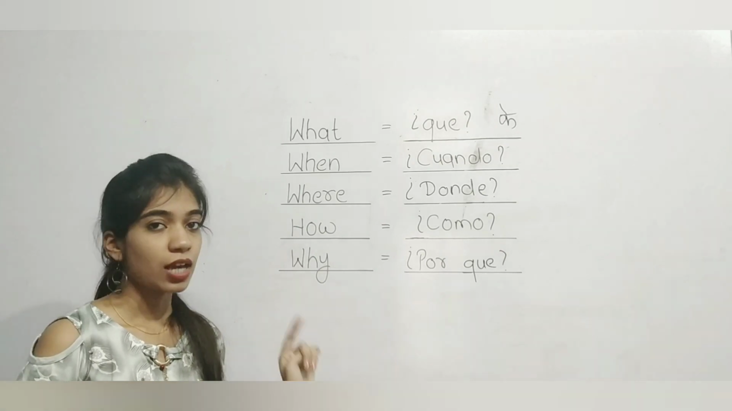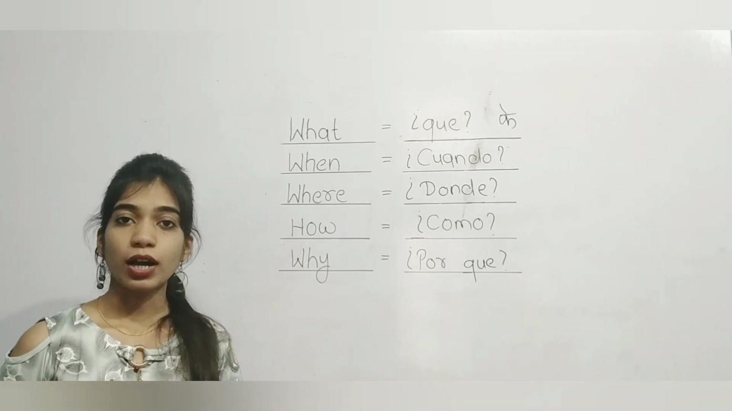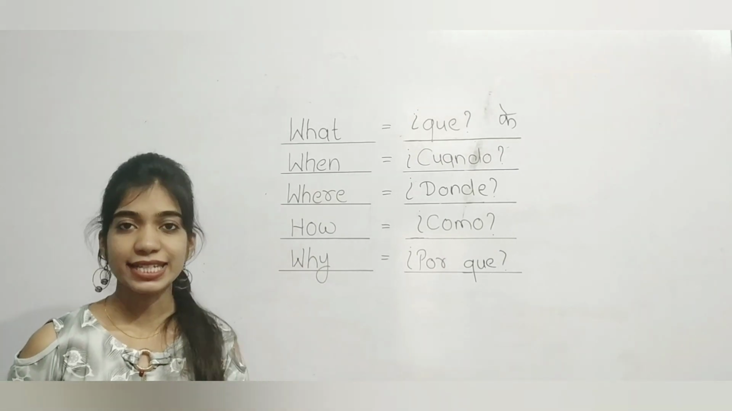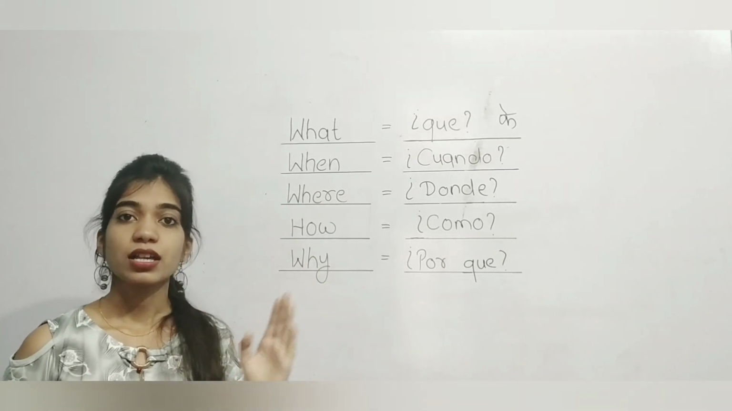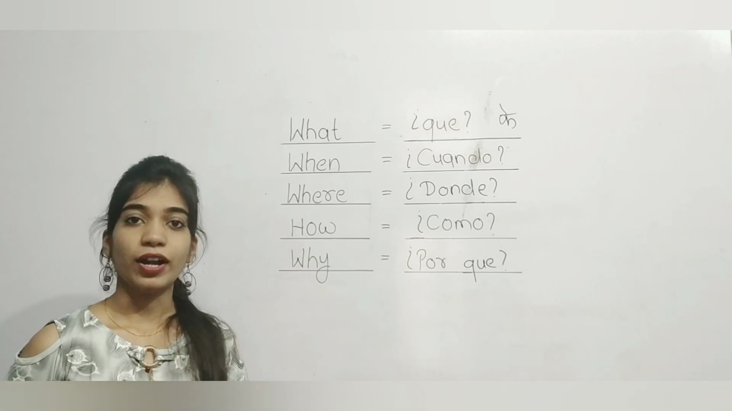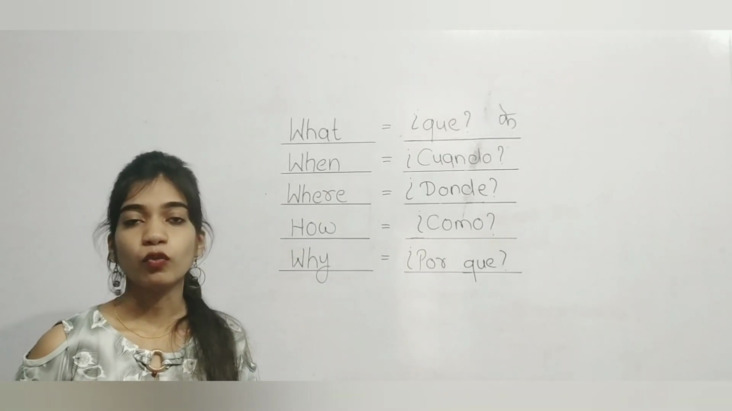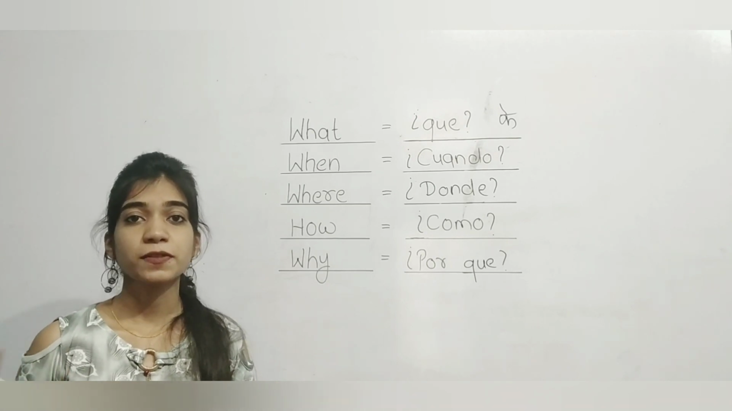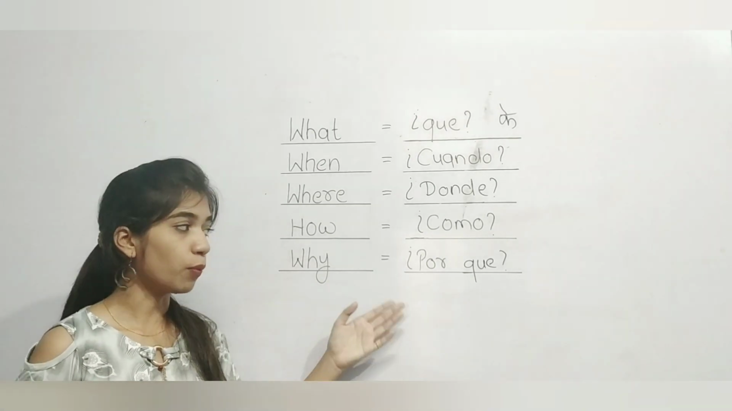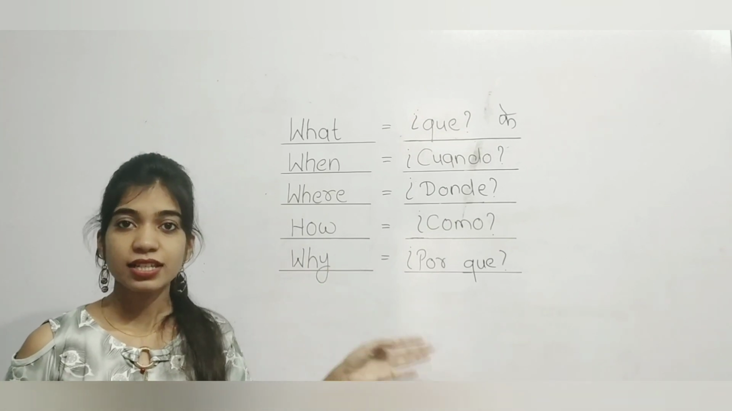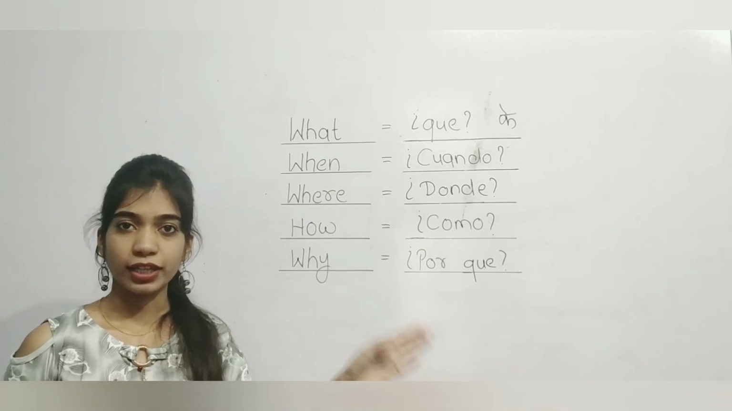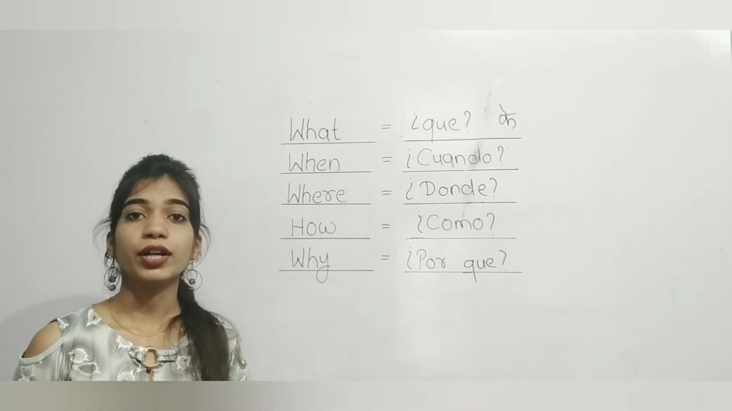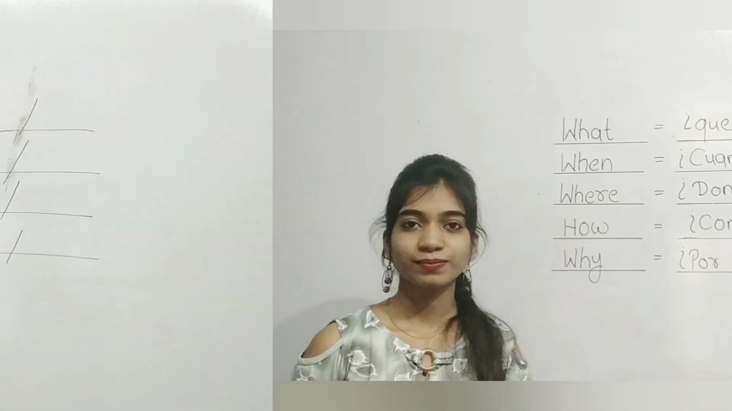The fourth one is how. If I want to ask how are you, then I will say ¿Cómo estás? ¿Cómo estás? How are you? And the final one is why. Why is por qué. If I want to ask why do you study Spanish, I will say por qué estudias español. Por qué estudias español, which means why do you study Spanish.